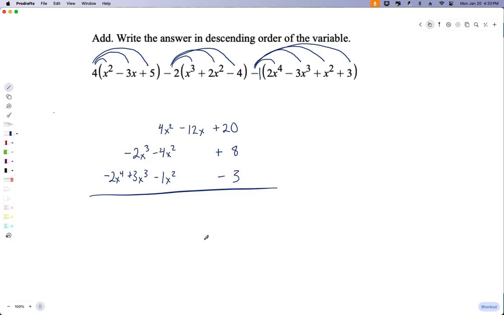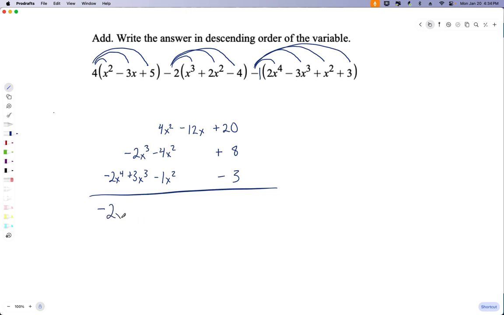All right, so you see how I took each one and I put the like terms underneath each other. The exponents match. That's called the stacking method, and it really helps to organize your solution so you're not constantly having to rewrite and move things around. This is just a neat way to do it, so everything that's alike is already together, and you just add straight up and down, and you get the correct answer.